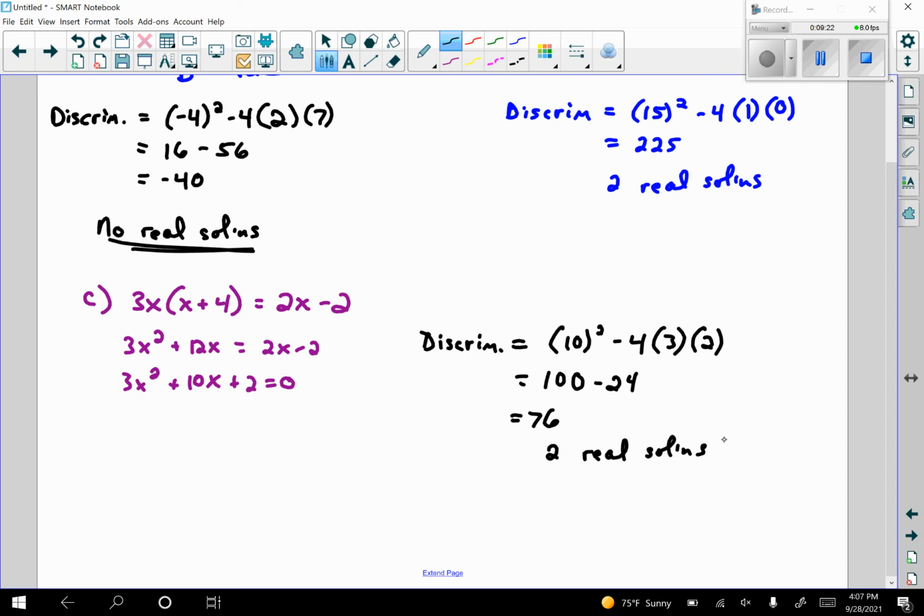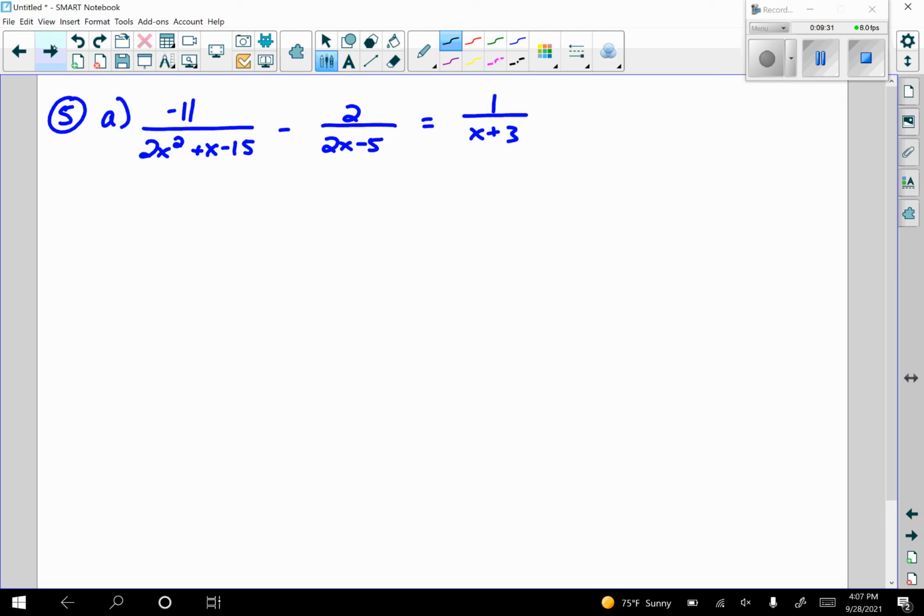Now, if the discriminant ever turned out to be 0, we would just have 1 real solution. So make sure you keep that in mind. All right, and then 5, we have several types of equations that we're going to solve for. That's why I just wanted to get through this part in the first video.